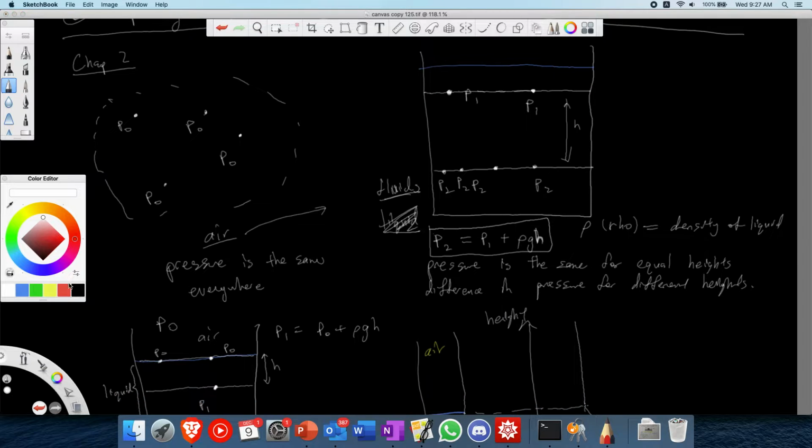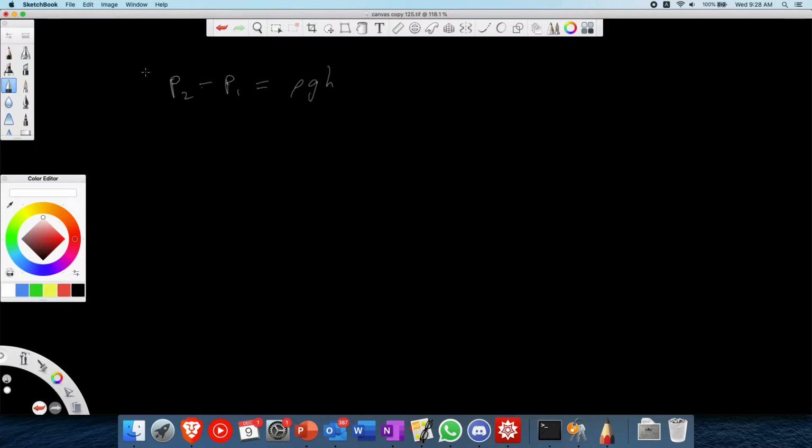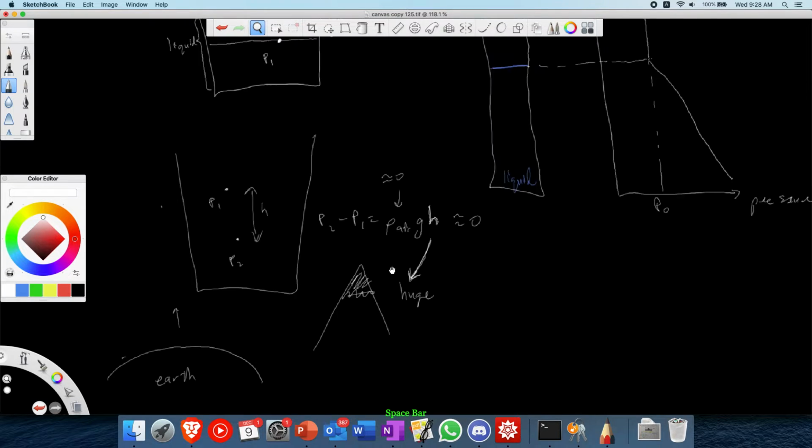Okay, so this formula, P2 equals P1 plus rho GH, is the mother of all formulas, because this is the rule for air and water. But just remember that for air, because the density rho is small, P1 is approximately equal to P2. So in summary, P2 minus P1 equals rho GH, and that is the key takeaway. Now we know how to calculate pressures.